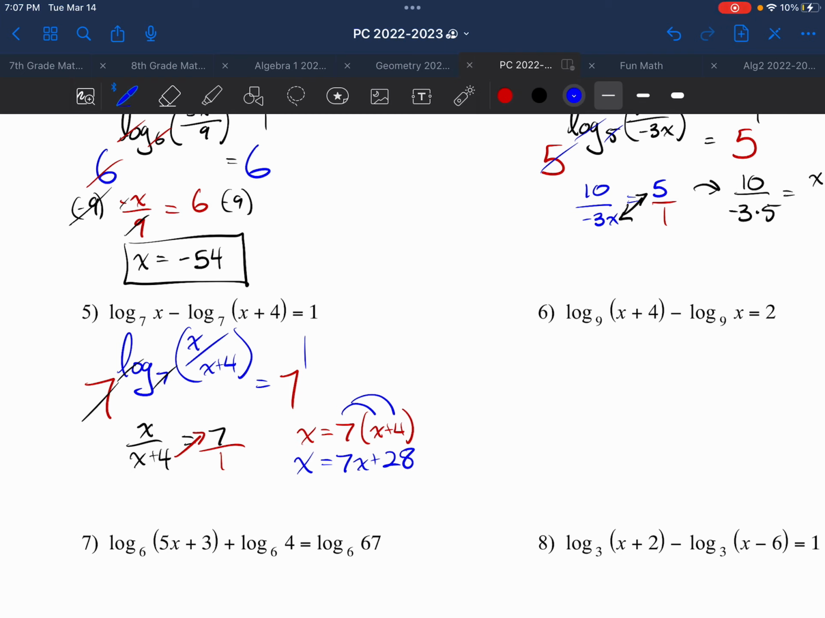Let's get x's on the same side. I'm going to subtract 7x on both sides. When I do that, I'm left with negative 6x is equal to negative 28. And then from there, I'm going to divide both sides by negative 6. And that's going to give me x is equal to negative 28 over negative 6. Negative divided by negative is a positive, and I can reduce because I can divide by 2, and I get 14/3 for my final answer.